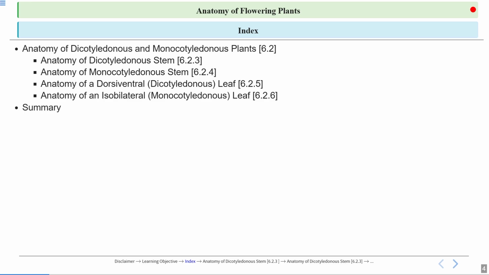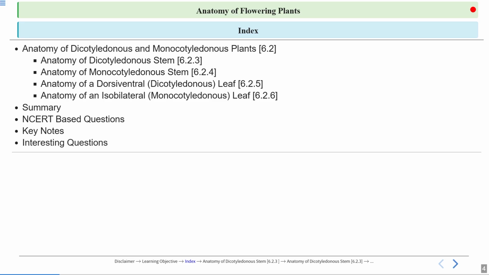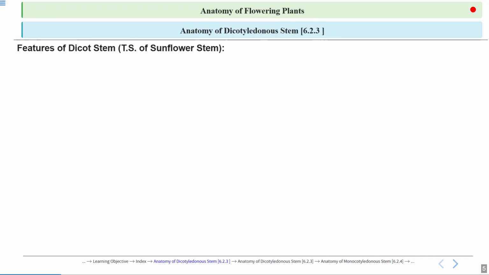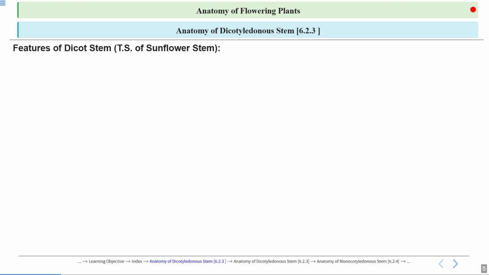Then we will summarize today's lecture in the summary section. Then there will be some NCERT based questions. And at the end, there will be some keynotes along with some interesting questions that you are going to solve on your own. Okay, let us start today's session.